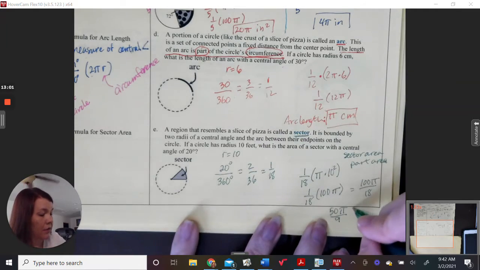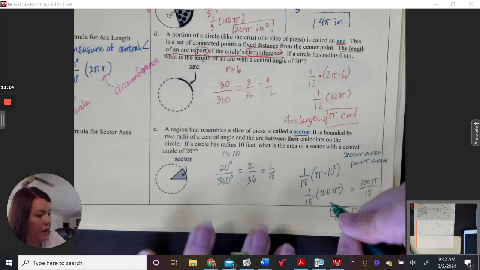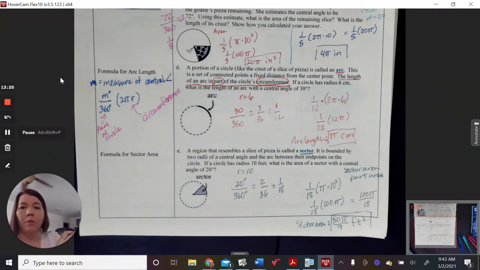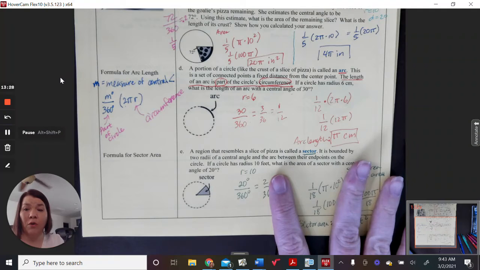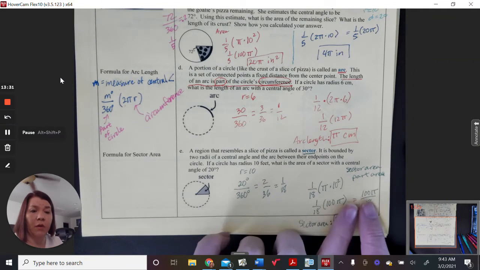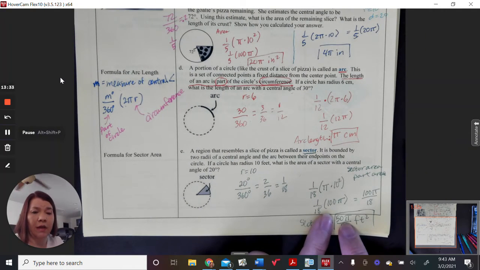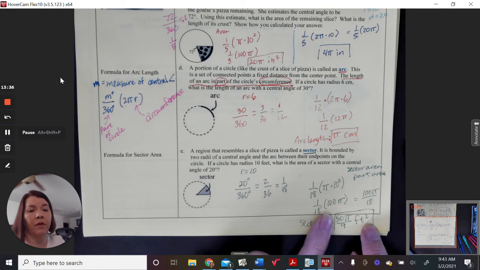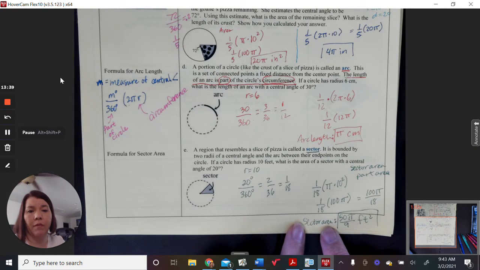I am not sure where this froze, so I apologize if I repeat myself. We were here. We simplified it. So 50 pi over 9 feet squared, which is the sector area. We took this, divided, simplified, and we'll leave it like this. They want an exact answer. This is it. No decimals. All right.